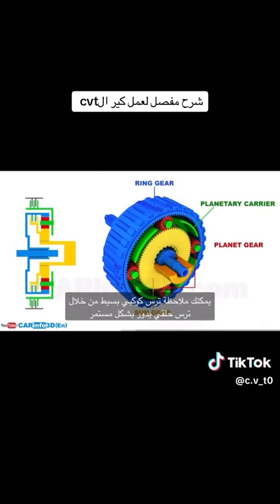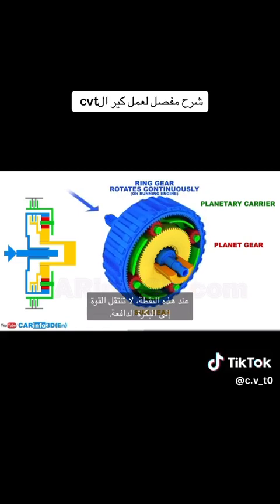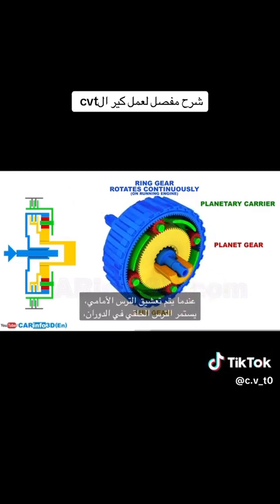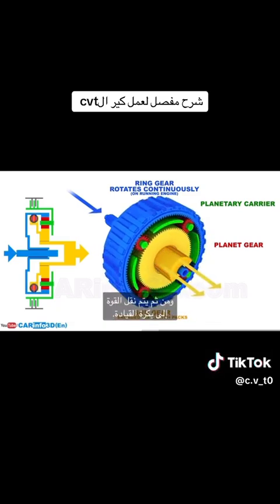You can observe a simple planetary gear with a ring gear that revolves continuously while the engine is running. At that point, the force is not transmitted to the driving pulley. When the forward gear is engaged, the ring gear continues to rotate, but this also engages the sun gear, and the force is then transferred to the driving pulley.